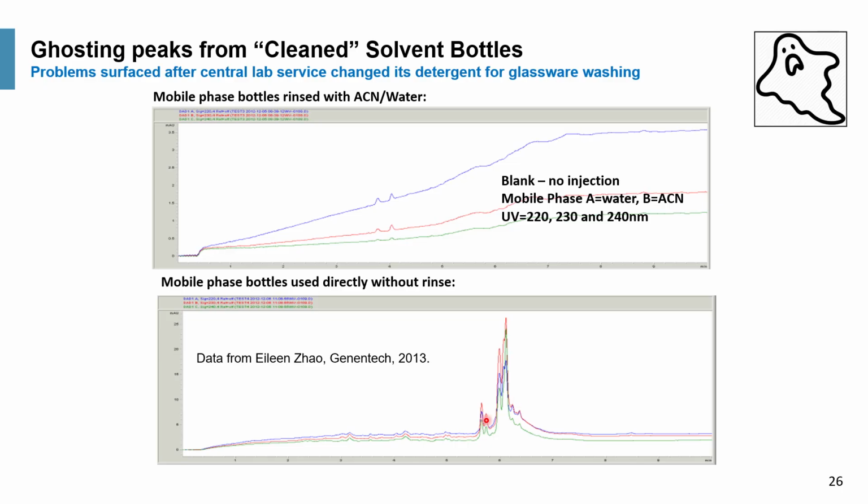Once we diagnosed the problem, it was very easy to rinse out the solvent reservoir using acetonitrile, and then rinse it out again using water, and the ghost peak just went away. But that took several days of soul searching to get to that point.